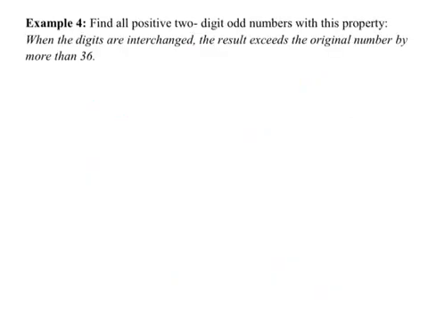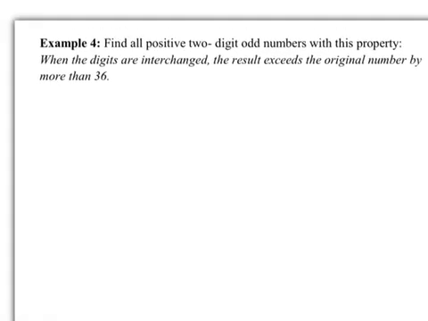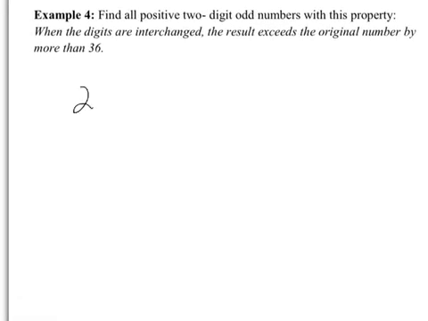Example 4. Find all positive 2-digit odd numbers. So odd numbers right away. 2-digit and they're positive. Those are restrictions. With the following property. When the digits are interchanged, the result exceeds the original number by more than 36. So what does that even mean? Let's take a look. So like say I pick a number like 21. Any random number. If I switch those digits, I get 12. Does the result exceed the original? No, it clearly doesn't exceed it. It needs to exceed it by more than 36. So this would not be an example that would work.